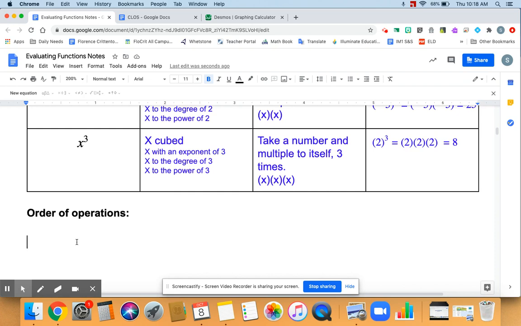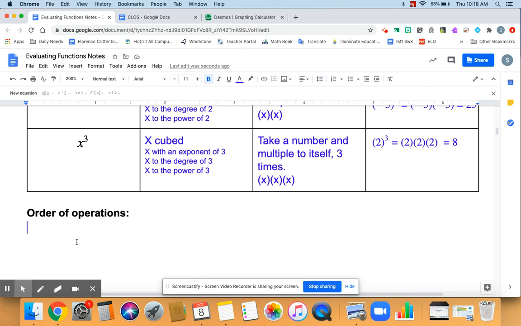And so anything we can do in math with numbers is considered an operation. However, some of them must happen before others. Some of them are stronger than others in math. So here is the order of operations.